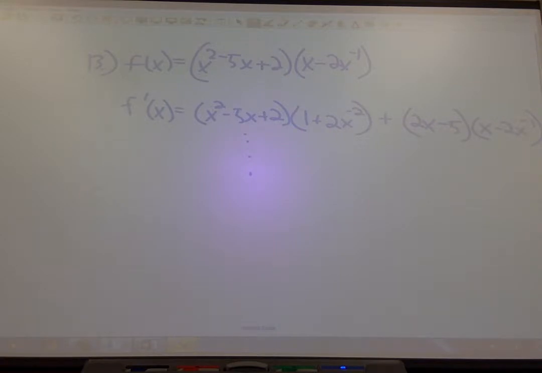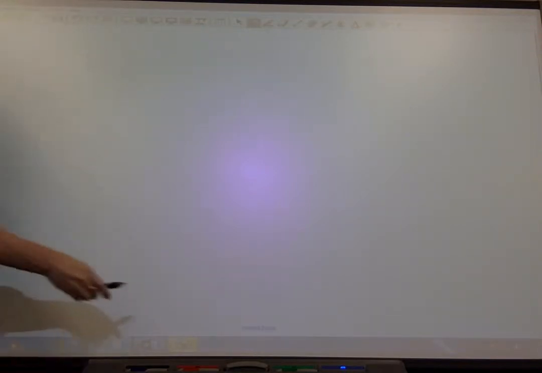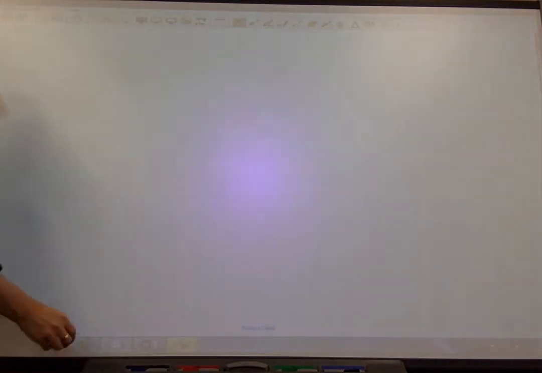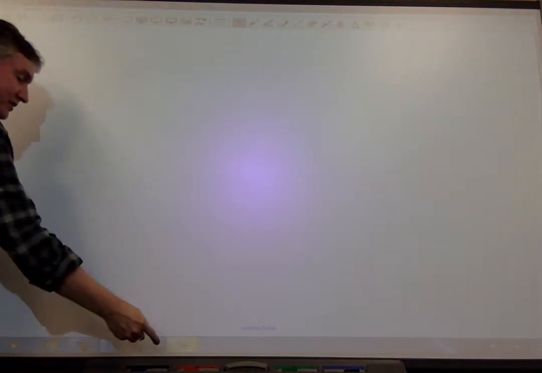3-4 is an important section, but it's not a very long section for us. We're not doing all the applications in 3-4, but I would like to go over what I'm expecting from you on those. Let's see. Here is your definition.